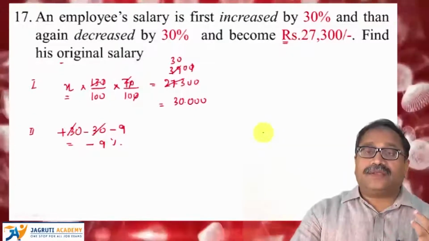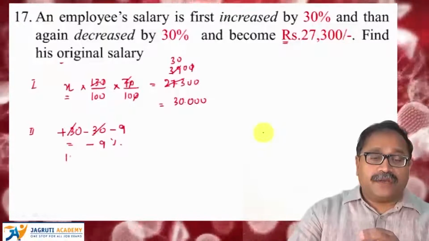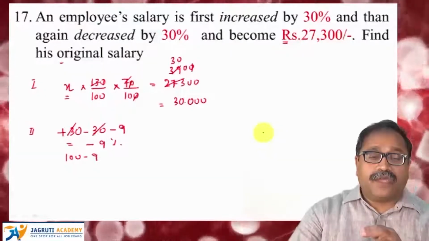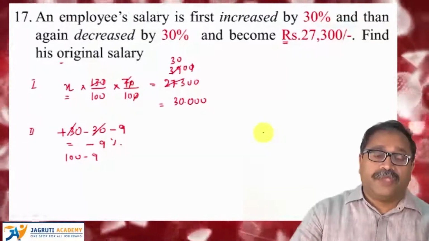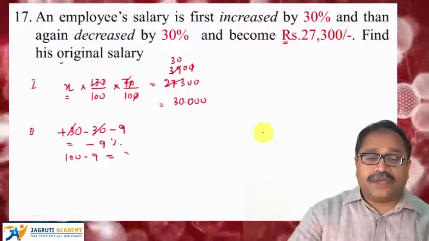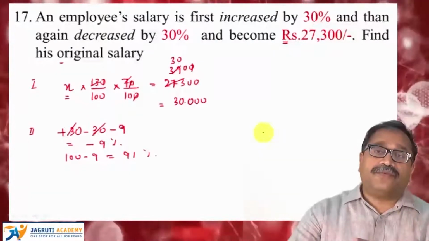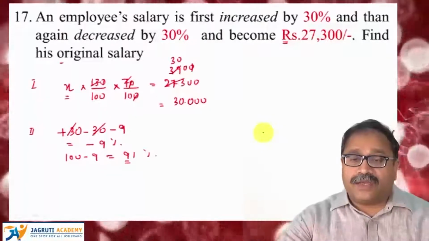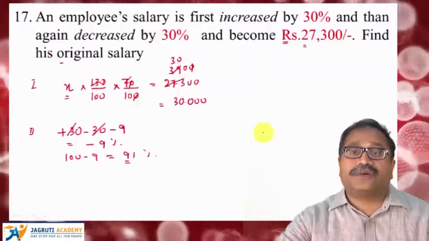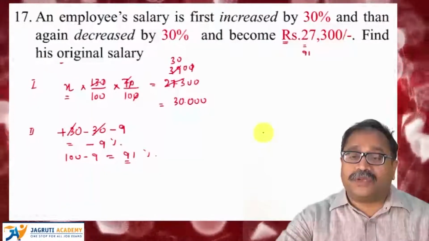Now when the salary is decreased by 9%, then what percentage is left? That is 100 minus 9. Why am I taking 100? Because the original salary will always be 100%. So 100 minus 9, that is 91%. So whatever leftover salary is, that is 91%. And the salary given in the question is 27,300. That is 91%.